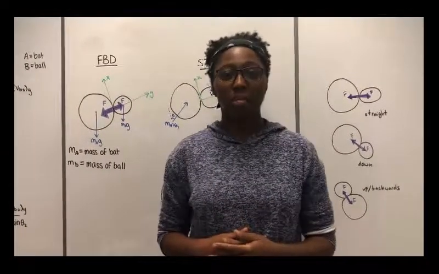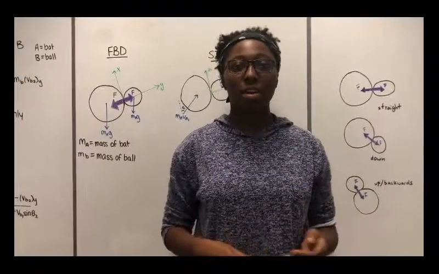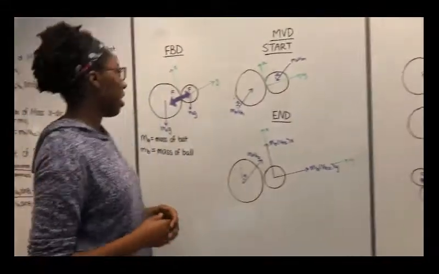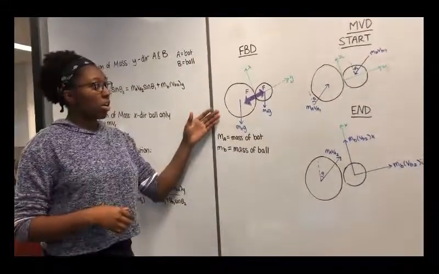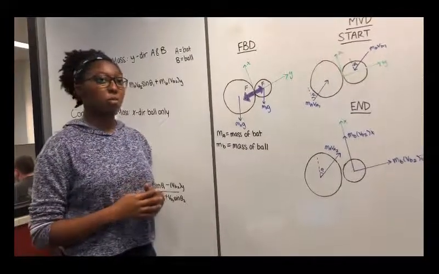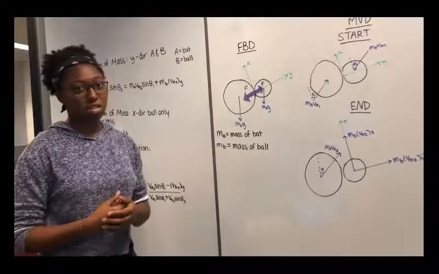Let's discuss what's happening here. To fully describe what's going on, we need a free body diagram and a start and end impact diagram. Let's take a look at our free body diagram. We've drawn it in the middle of the impact so we can have the greatest amount of forces. MA is the mass of our bat, and MB is the mass of the ball.